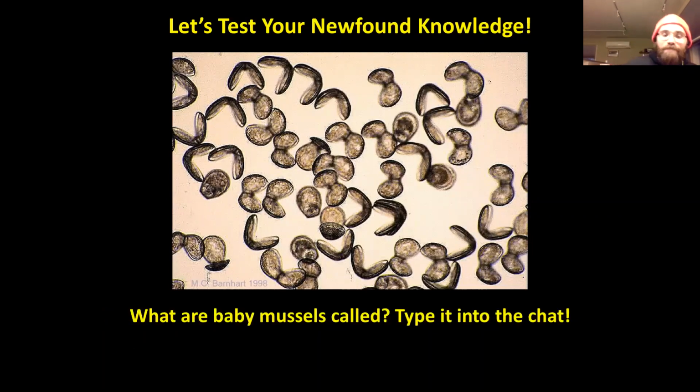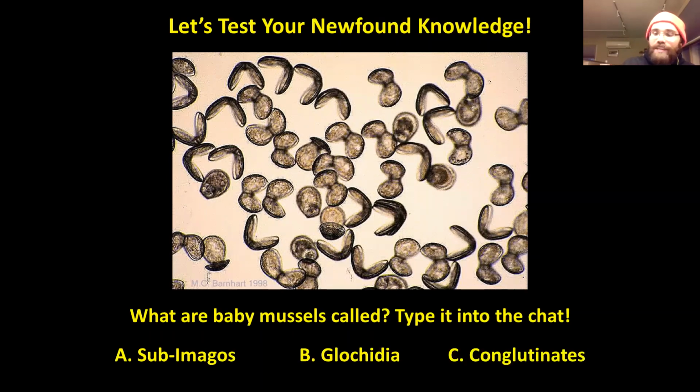All right, next question. What are baby mussels called? Are they A, subimagos, B, glaucidia, or C, conglutinates? Type it into the chat. We have some people saying C. Some people are saying B. Okay, more B's. Looking like the majority is going with B.